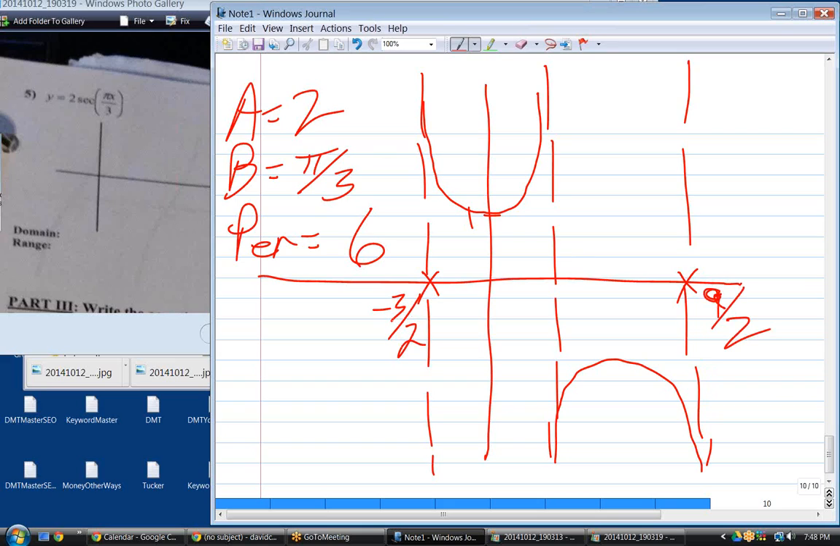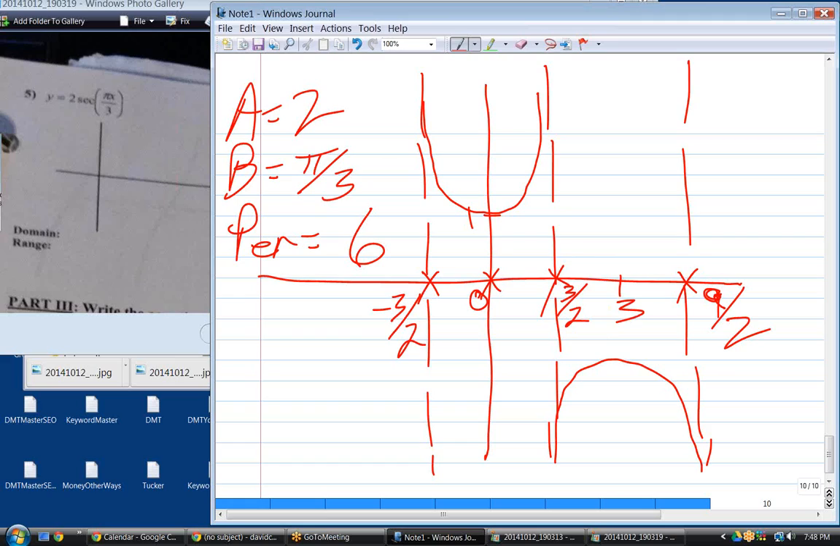Take your starting point and add 6 to it. Negative 3/2 plus the period gives you your end of the period. Quarter that is this point right here. And in fact, what's that? That's 0. Yeah, 9/4. So that has to be plus 3/2. And that has to be another 3/2.